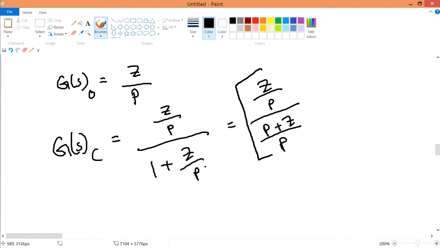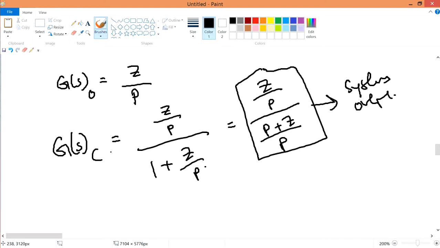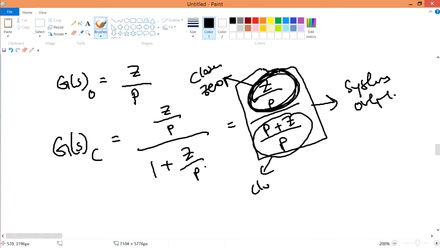So in this form, it's often represented in systems, system outputs. Because if you were to close the loop, when you measure the output, it's always in terms of a polynomial on top. This thing is considered the closed loop zero, right? Because it's at the numerator now. Then this one is considered the closed loop pole.